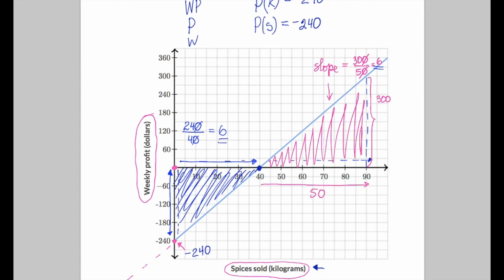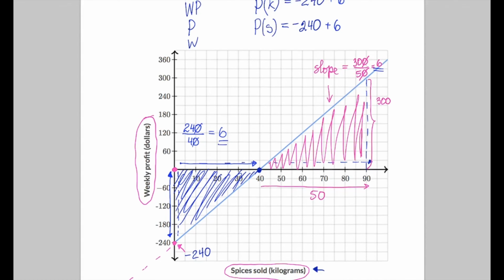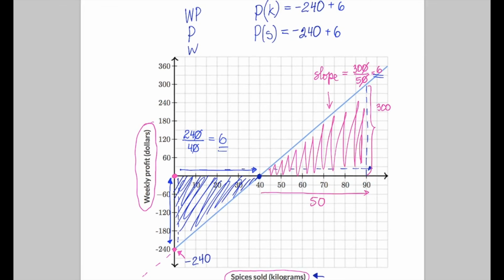So now that is my slope, and then my variable, if you chose k as your variable, then it's going to be 6 times k, and if you chose s as your variable for spices, that's going to be 6s. But in essence, it's the same formula. It's just whatever the variable is in your brackets, that's the variable that you're going to put right next to your slope.